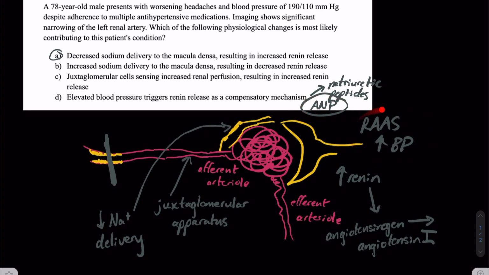RAAS activation is a compensatory mechanism for low blood pressure. So if you can understand this, you'll be able to net a few more points, especially if you're already a high scorer on the MCAT.